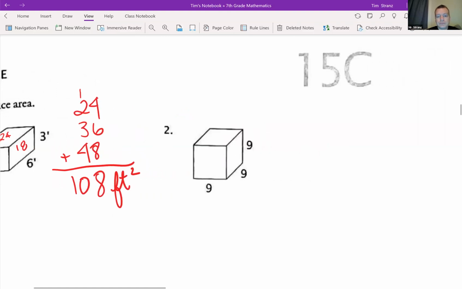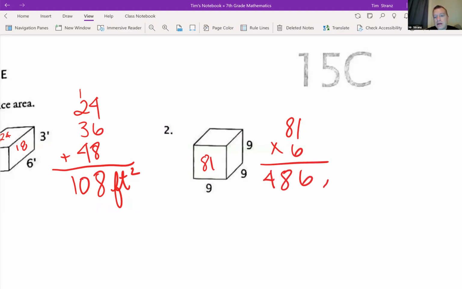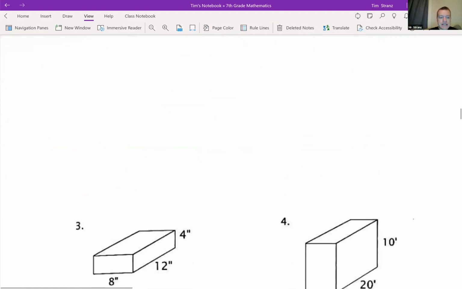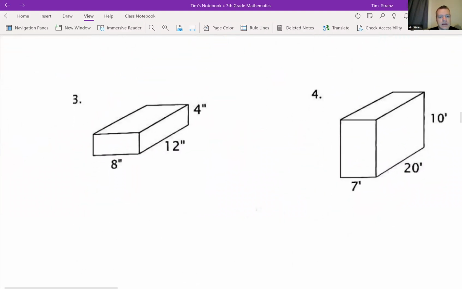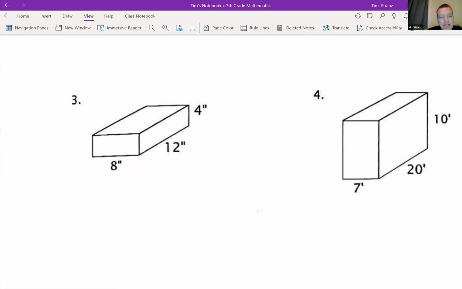Okay, number 2, you got all 9s. 9 times 9 is 81, so we have 6 sides in a cube. 81 times 6, 486 units squared. Okay, number 3, it's been a long day. Number 3, okay, again, you got the base of 8, the height of 4, which means this has to be 32. There's 2 of them, 64, okay? The side, you got 12 and 4, which is 48. Okay, you got 2 48s. So 48 times 2, 96. So you got 96.